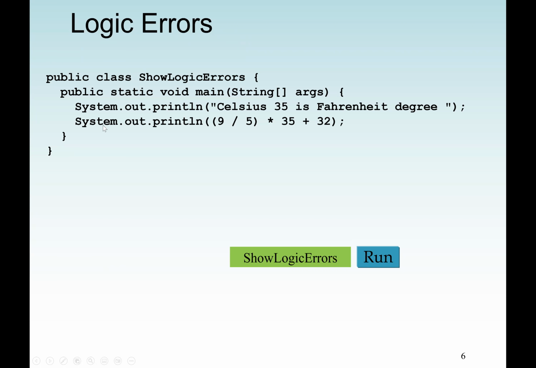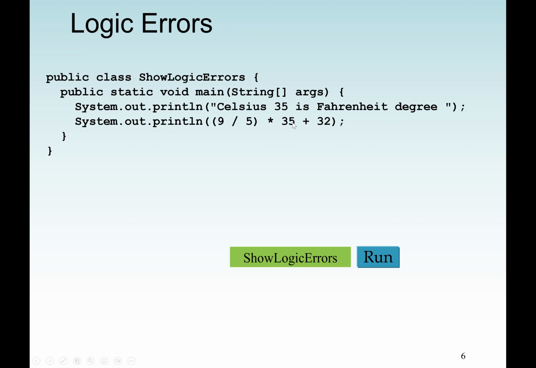As we said, dividing two values and multiplying two values may not give the same result most of the time. So here again, we have our main class, ShowLogicErrors. The name of the file will be ShowLogicErrors.java. Always in the main class, we have our main method where the execution takes place. Our first expression will be System.out.println. We want to print the string "Celsius 35 is Fahrenheit degree". Then next, we write System.out.println 9 divided by 5 times 35 plus 32, which will give us the result.